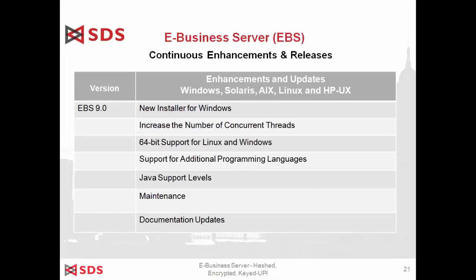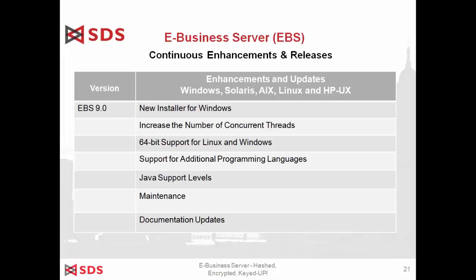In our eBusiness Server version 9.0, we added the zlib deflate capability. Deflate is used to compress data a section at a time and/or compress to other formats. A new installer for Windows means you don't have to uninstall first. It basically performs like an upgrade. It's more convenient, efficient, and less time consuming. We increased the number of concurrent threads to improve performance.